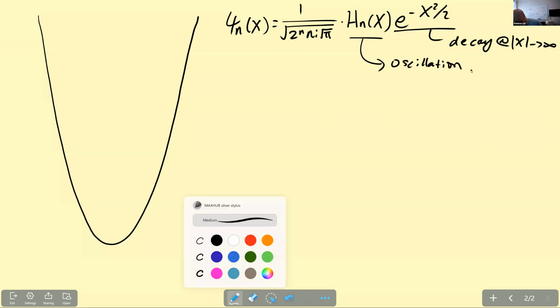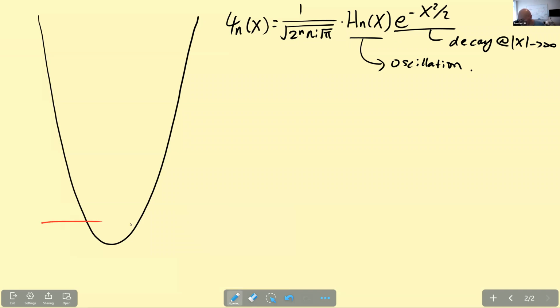And for the ground state, there is no oscillation. The state is symmetric, like this. So that's the ground state. The energy is h bar omega over 2. So this is precisely 0 nodes.